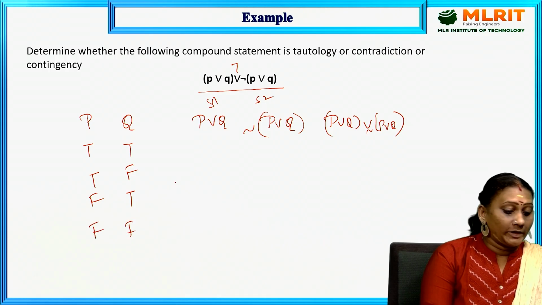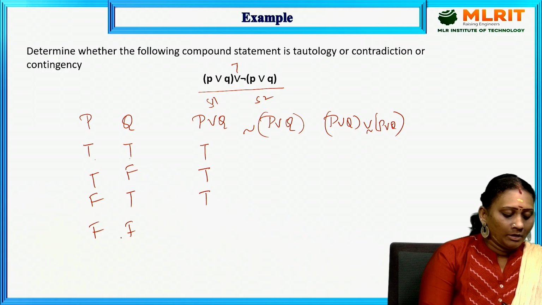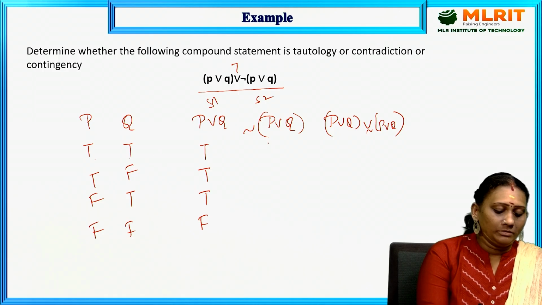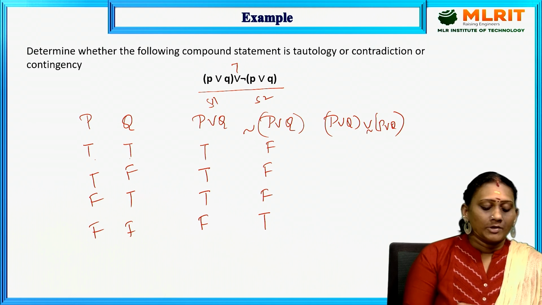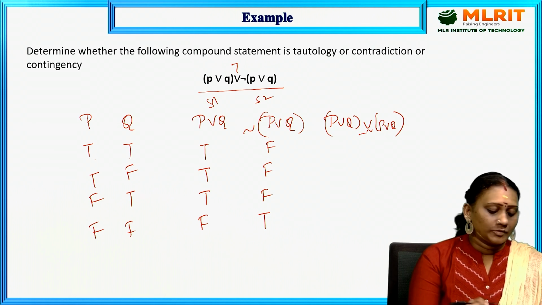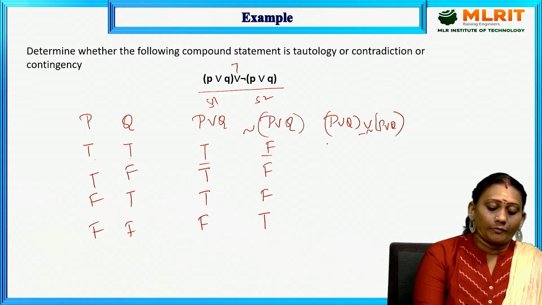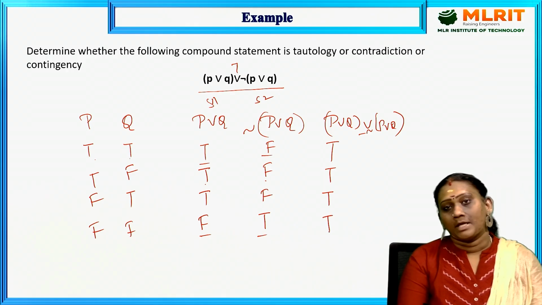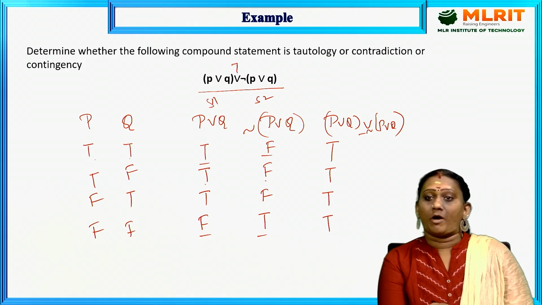P or Q I am going to do now. True or true, true; true or false, true; false or true, true; false or false, false. Right? Negation of this: negation of true, false; negation of true again, false; negation of true, false; negation of false, true. So I am going to apply OR now. What will be the result? True or false, true. True or false, true. True or false, true. True or true, it is true again. So this is the way we form a truth table.